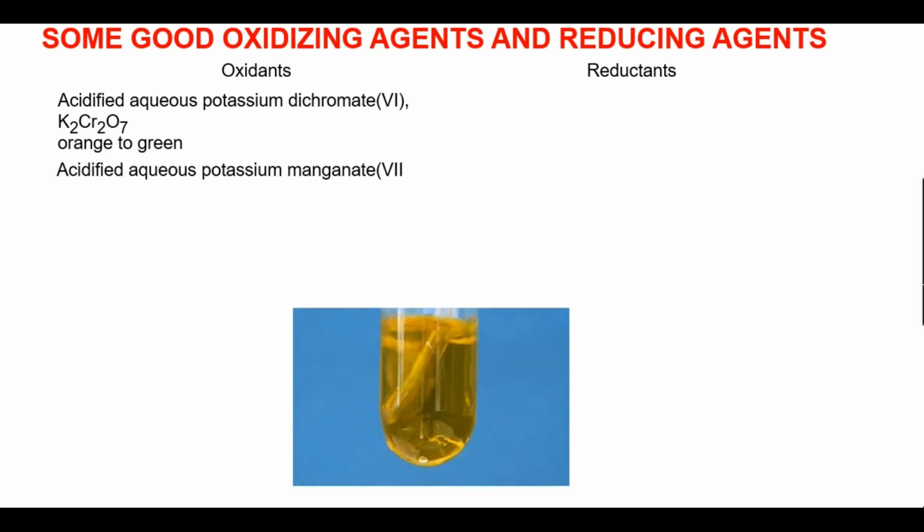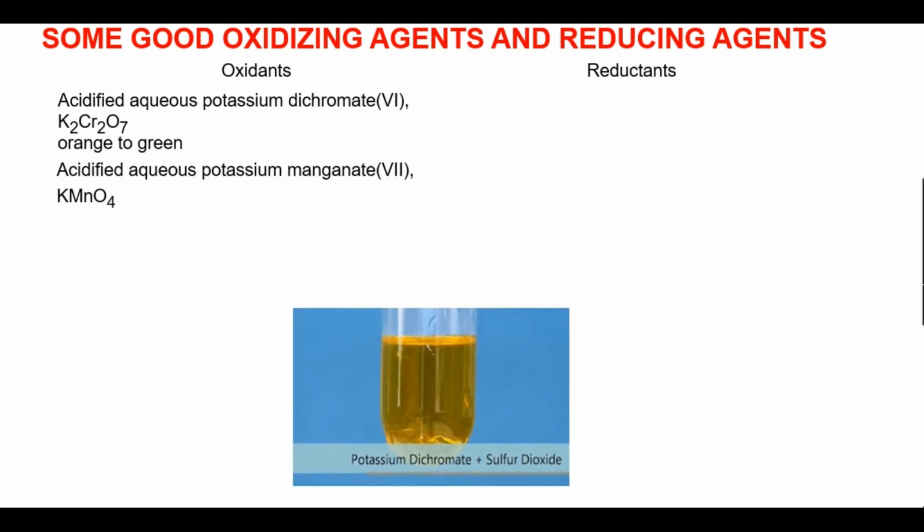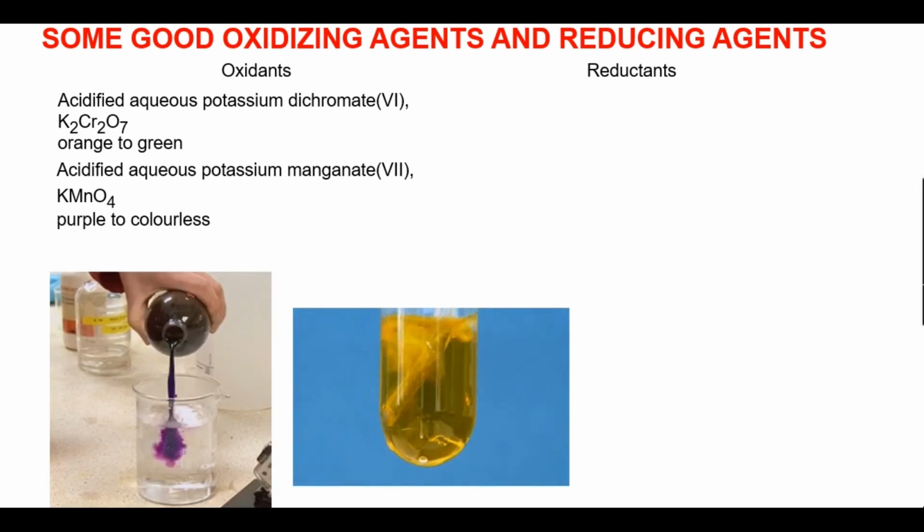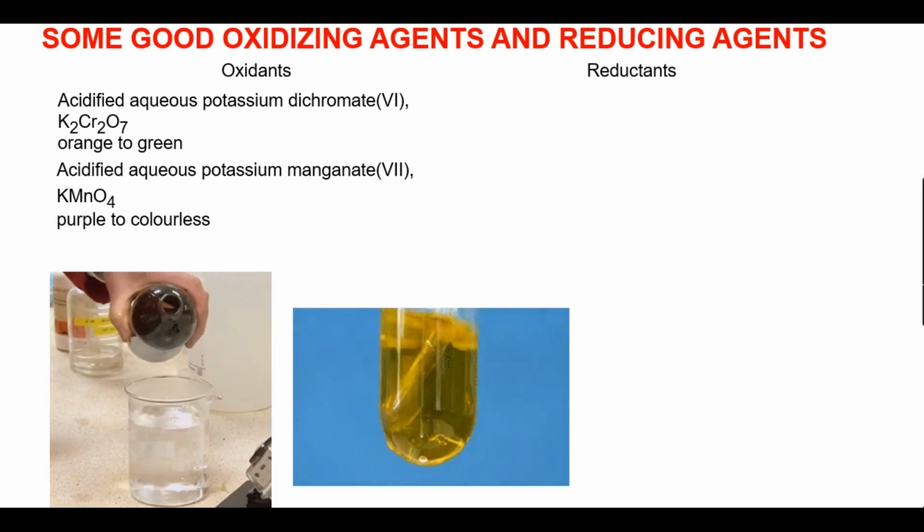Another good oxidizing agent is acidified aqueous potassium manganate(VII). The formula of the compound is KMnO4, and its original color is purple. When it helps anything to oxidize and is reduced itself, its color changes from purple to colorless. To better understand, you can see this.